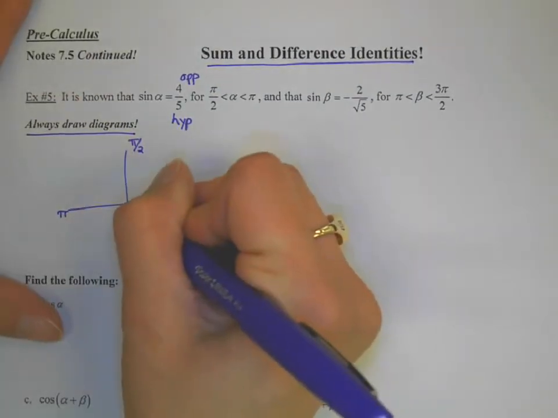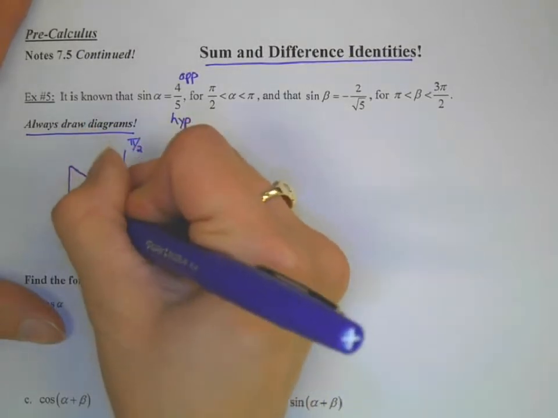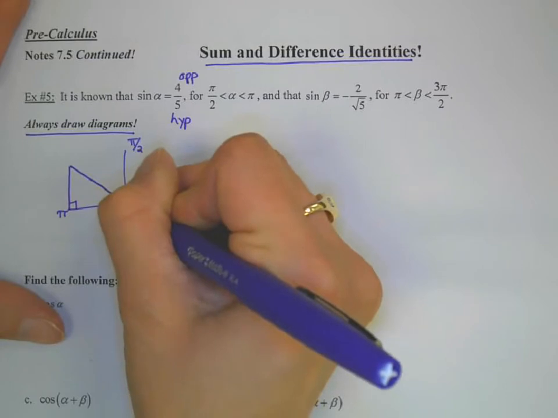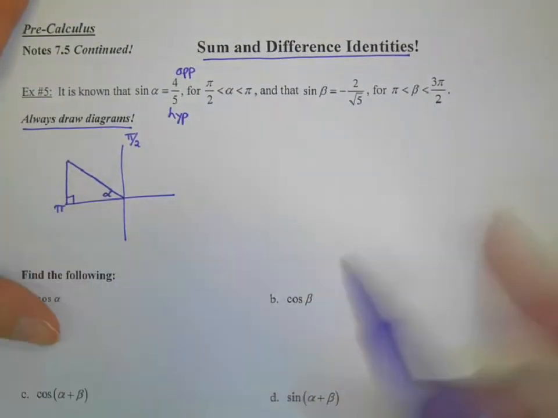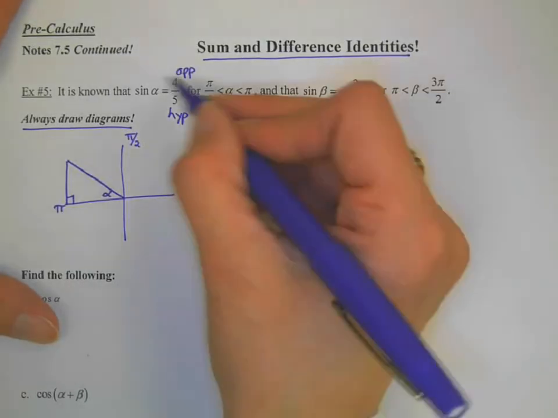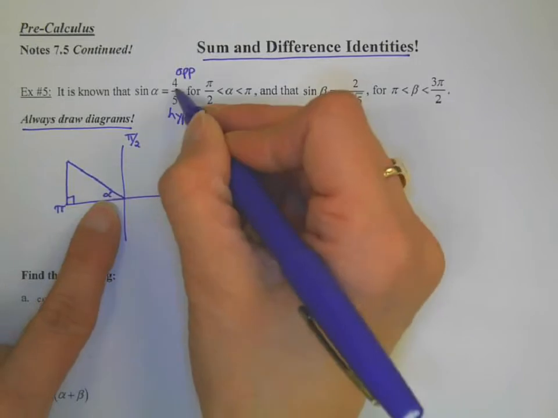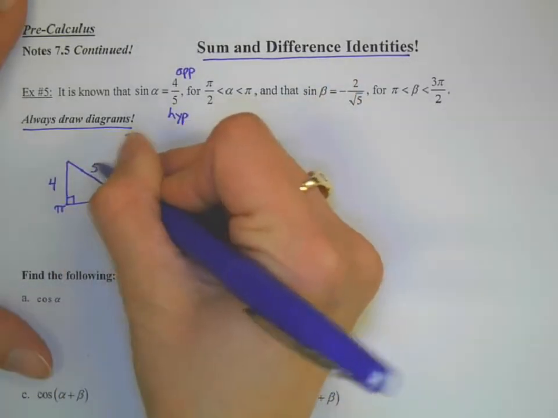Put your pencil on the origin. Go into the quadrant and directly to the x-axis. And this angle right here is called alpha. Make sure you put alpha for the alpha picture because we're going to draw a beta picture in just a moment. Okay, if that's the alpha angle, opposite would be 4 and hypotenuse would be 5.